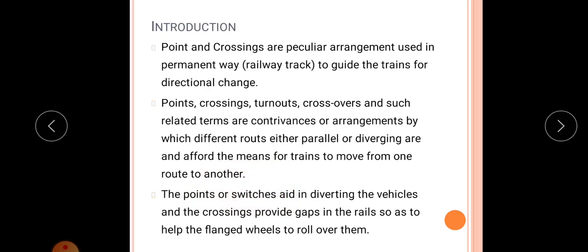And crossings provide gaps in the rails so as to help the flanged wheels roll over them, providing smooth travel to the diverted track, while the points and switches divert the vehicle. Together these two arrangements, points and crossings, are known as a turnout. By providing this turnout we can change the direction of a train. I think you have got an introduction or an idea about points and crossings: a peculiar arrangement used on a railway track to guide trains for directional change.